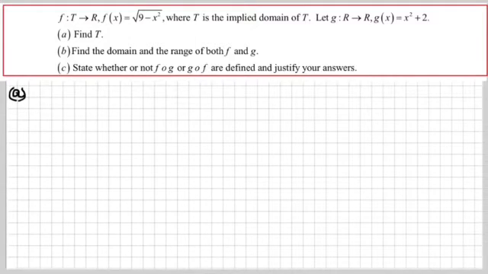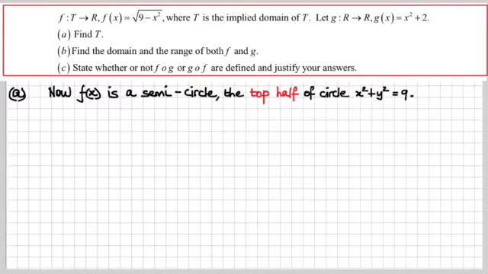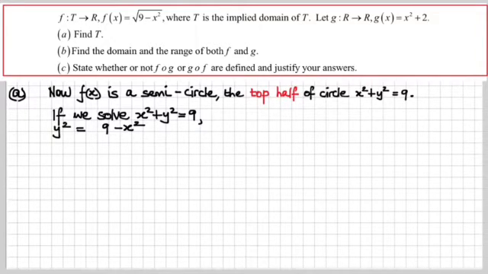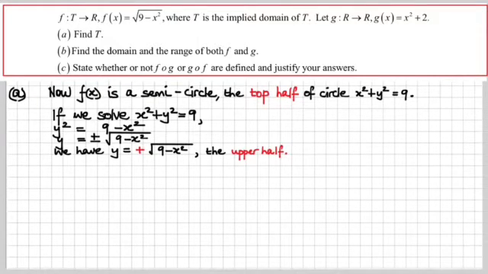Let's blast off. Now, part A, we have to find what T is, alright? Now, guys, f of x is a semicircle. It is the top half of the circle x squared plus y squared equals 9. Did you recognise that? I hope so, because you should have learnt that one, I think. So if we solve x squared plus y squared equals 9, just to remind you, we get y squared would be 9 minus x squared, and therefore y would be plus or minus the square root of 9 minus x squared, wouldn't it? And if we're talking about the plus bit, we've got the upper half.